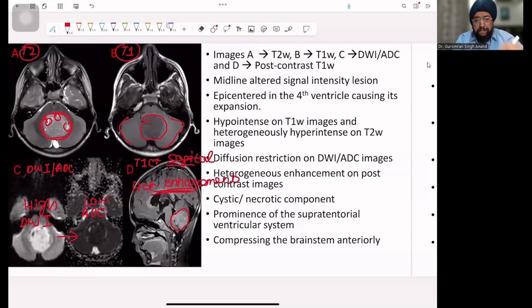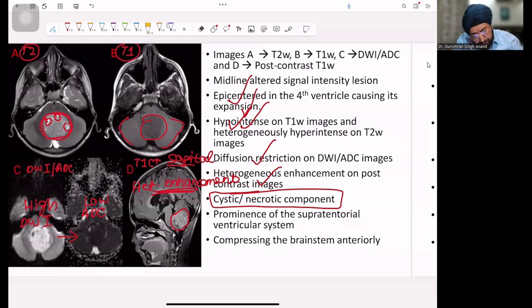So if you summarize the findings, you see a midline altered signal intensity lesion, which is epicentered in the fourth ventricle, causing its expansion. Okay. It's hypointense on T1 weighted images, heterogeneously hyperintense on T2 weighted images, shows diffusion restriction on DWI-ADC images, heterogeneous enhancement on post-contrast images. Then we have a cystic or necrotic component, which we can visualize. Okay. Other findings, what we can see here is it's compressing the brainstem anteriorly, and there is prominence of the supratentorial ventricular system. So these are the two additional findings.